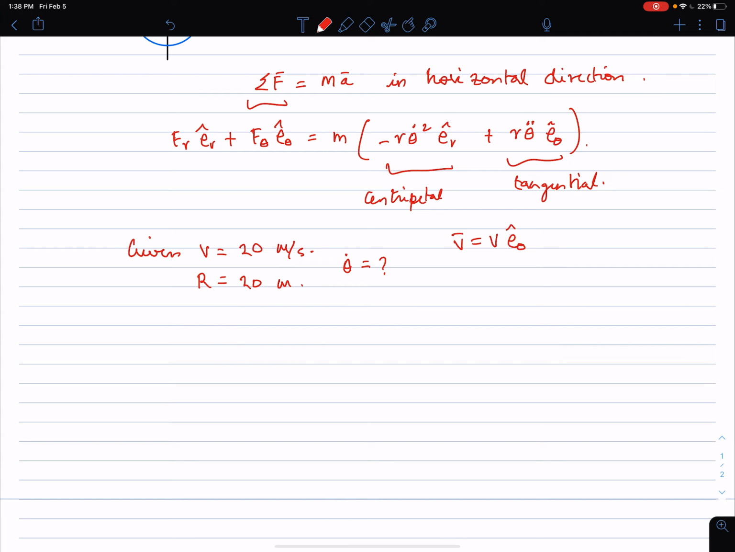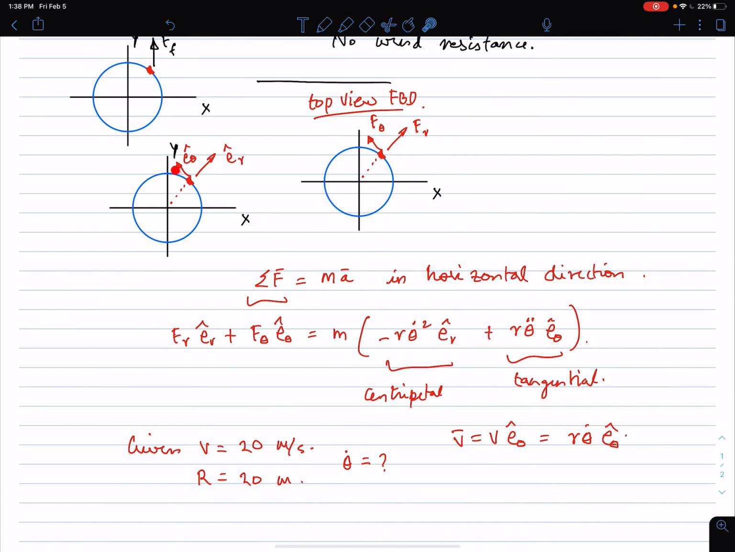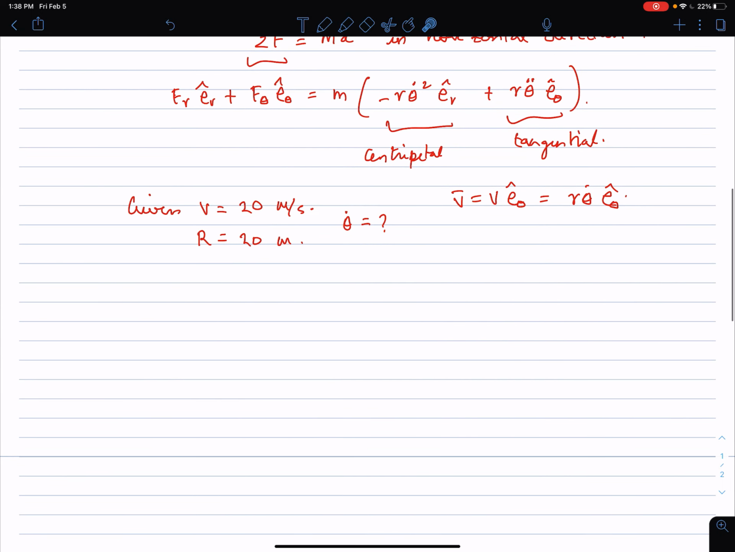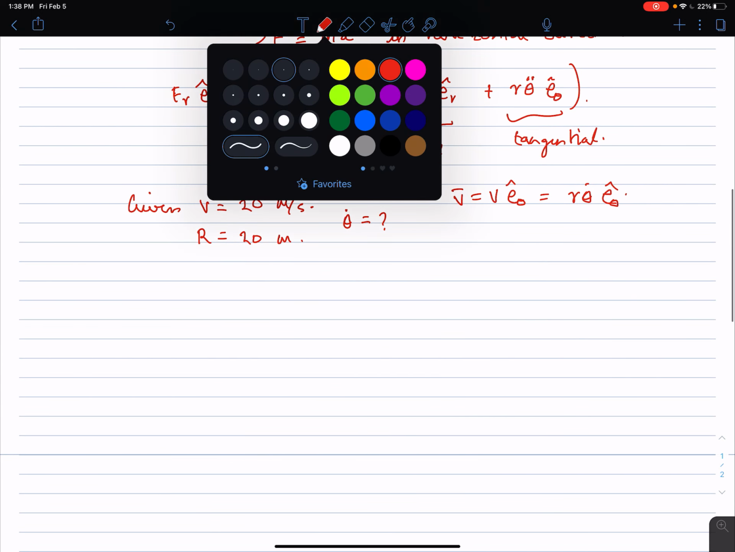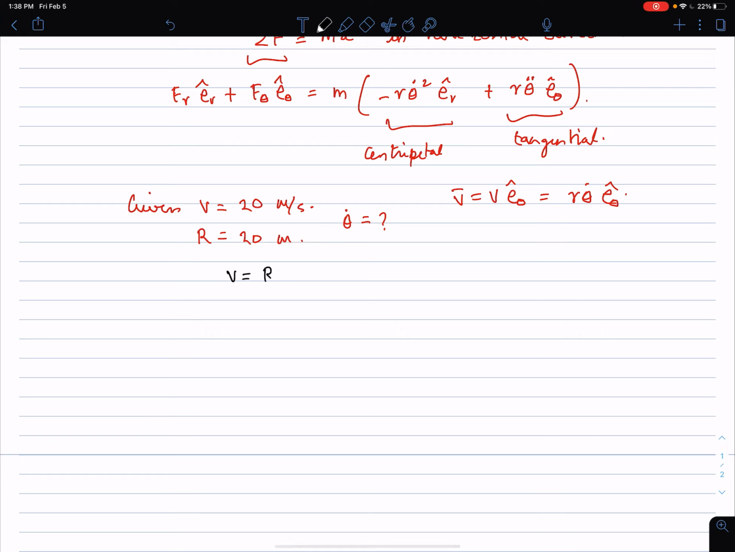So v is v e theta because, and it's also equal to r theta dot e theta. Okay, so if you recall, it's going along theta direction and it's equal to r times theta dot. That's the velocity magnitude or component along e theta direction, and that's also equal to v. Okay, so basically you have v equals r theta dot, which implies theta dot equals v over r, which is 20 over 20, which is equal to 1 radian per second.